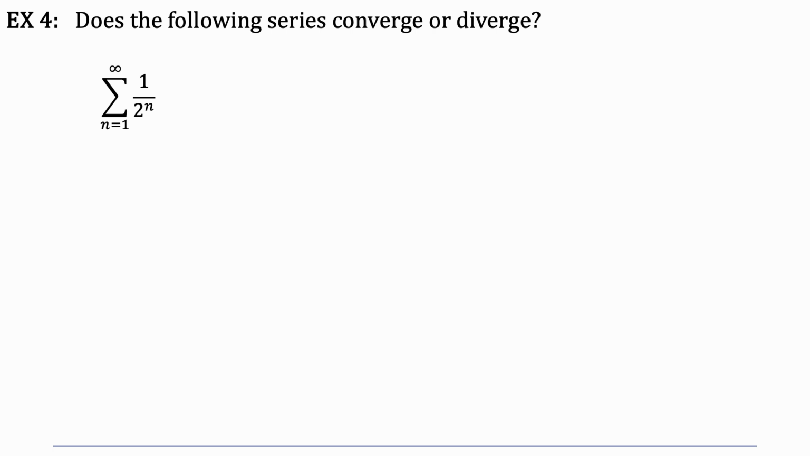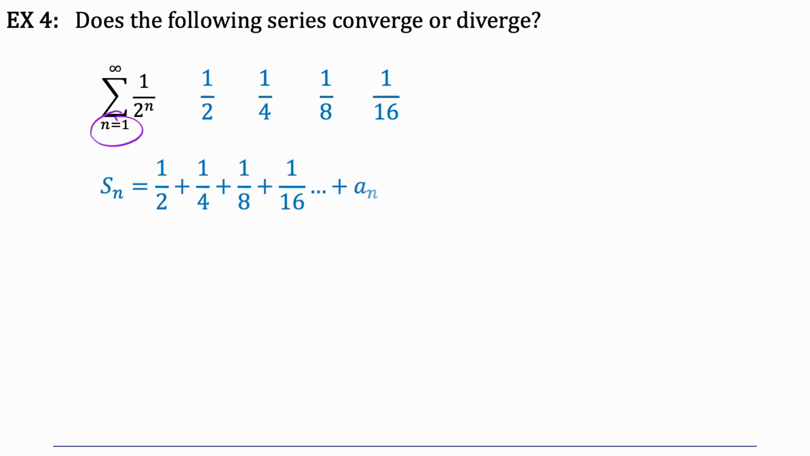Does the following series converge or diverge? Well, let's start by listing out its first couple terms. So we're starting at n equals 1. So that would be 1 over 2 as the first term. The second term would be 1 over 2 squared, and then 1 over 2 cubed, 1 over 2 to the fourth. Okay, so those are some of the first terms of the sequence. Now, if I start adding them together, I can get my series.